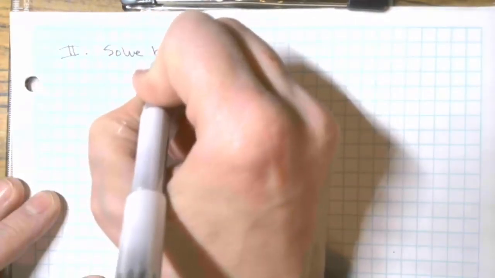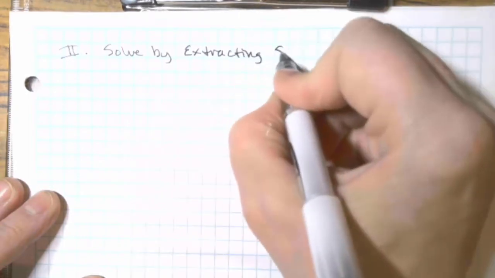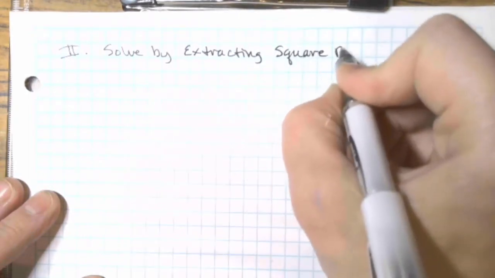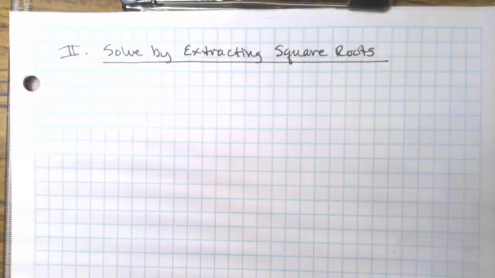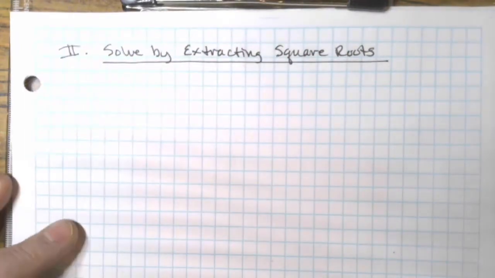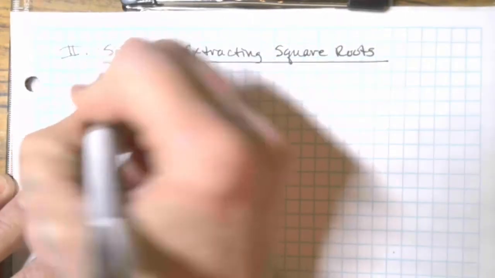All right, Roman numeral 2. Little review topic. We're going to solve by extracting square roots. This is a quicker way to solve than completing the square or quadratic, so it's nice when it works out. All right, let's do an example.